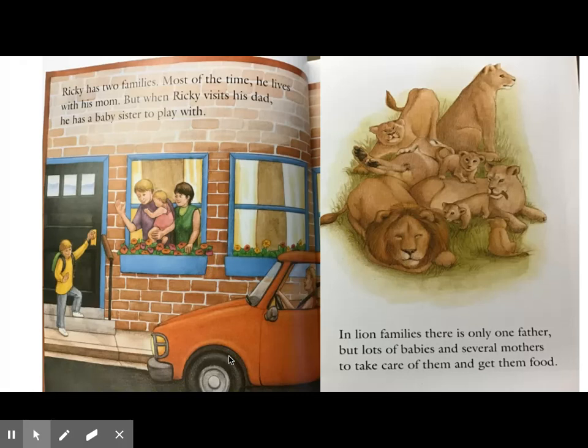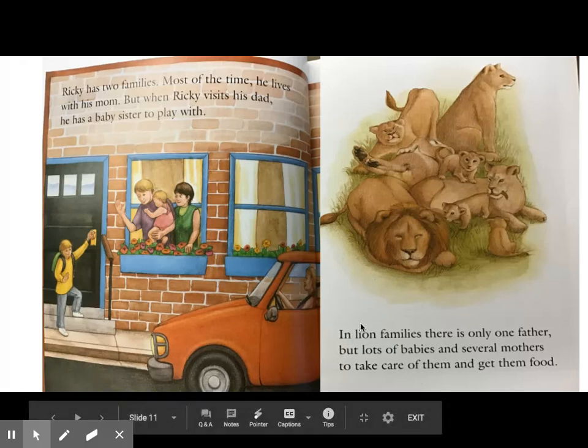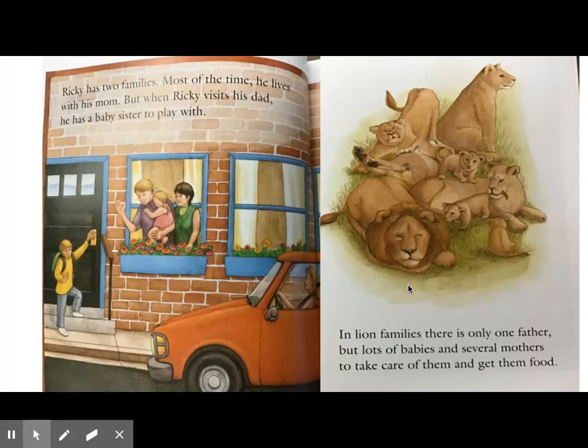In lion families, there's only one father, but lots of babies and several mothers to take care of them and get food. I know that's called a pride. And I also know that the lioness, the mom lions, do the hunting.